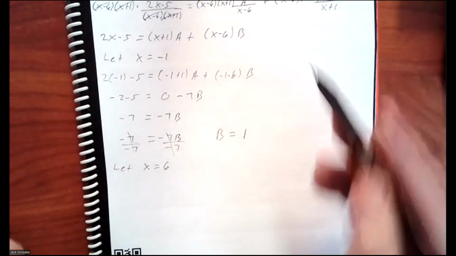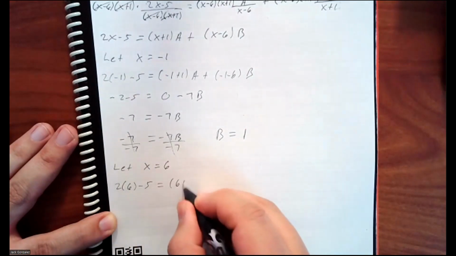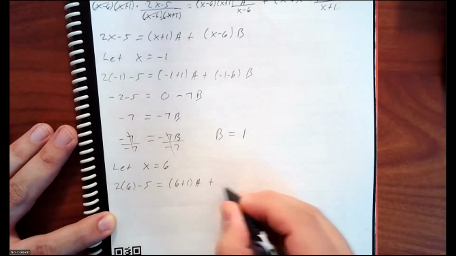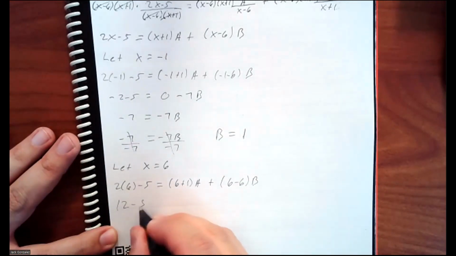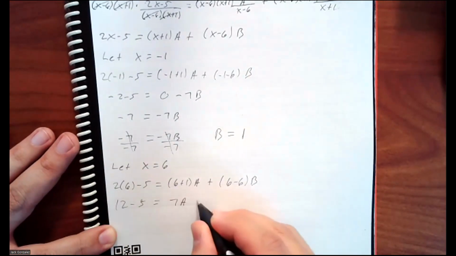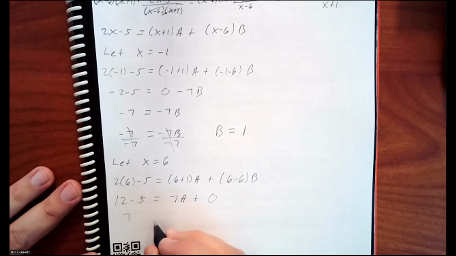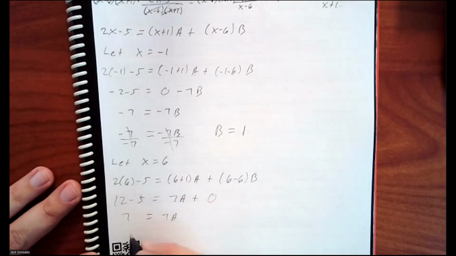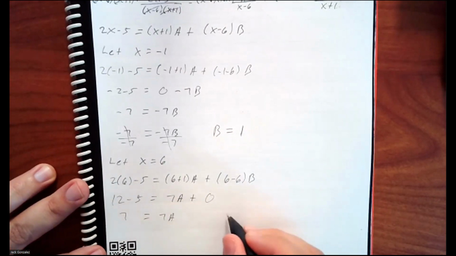So if I let x equal 6, that's going to cancel this guy, right? Here we go. That's 12 minus 5. So what is A? A is going to be 1, right? So this implies that A is 1.